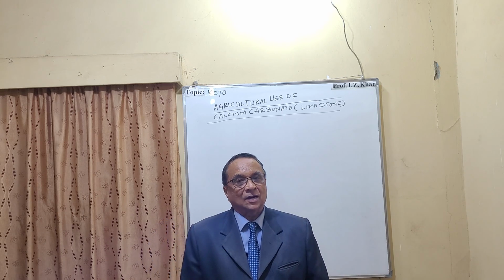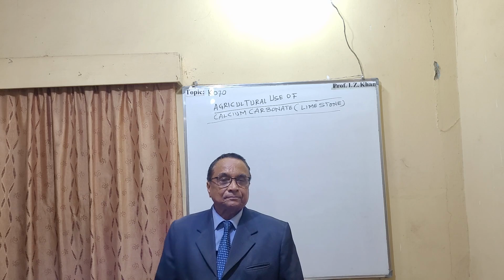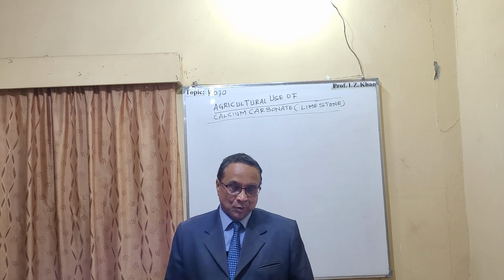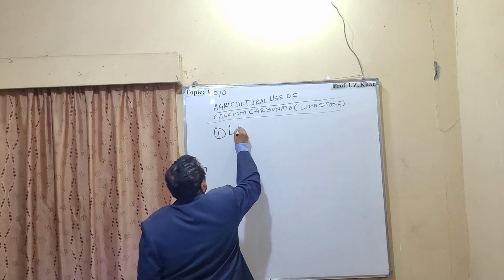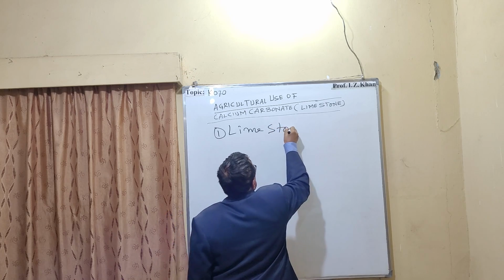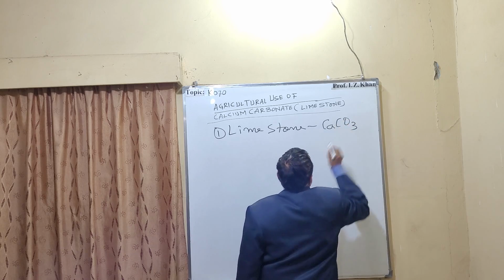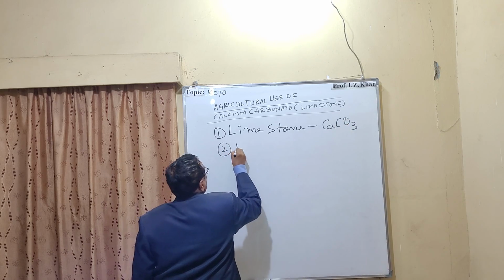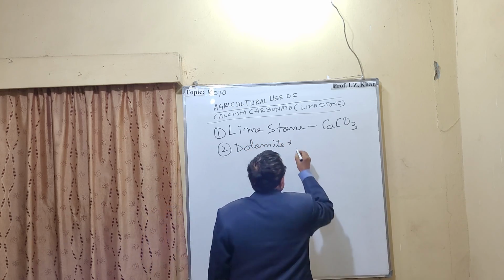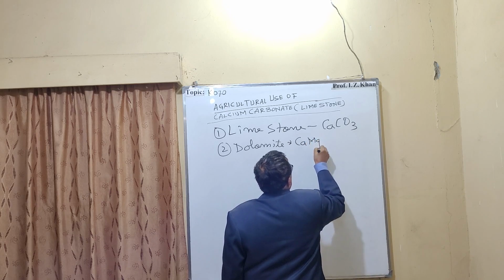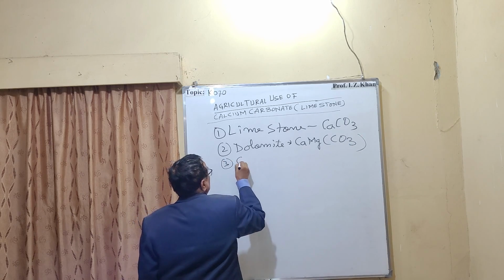The second one is called dolomite. Dolomite is actually calcium magnesium carbonate. So one is your limestone, and this limestone is calcium carbonate, and the second one, dolomite, is a mineral that is calcium magnesium carbonate, and the third one is gypsum.